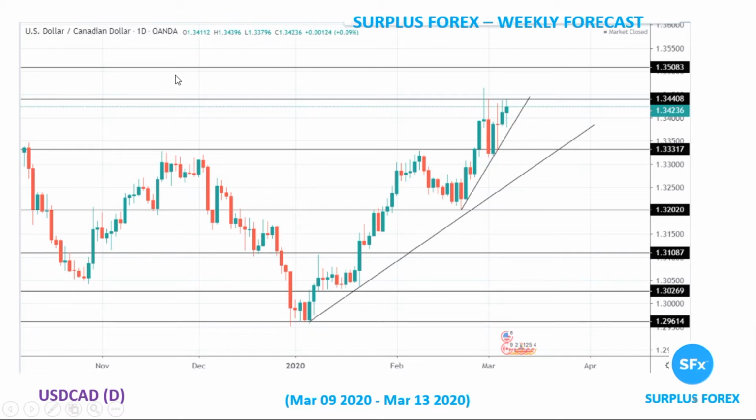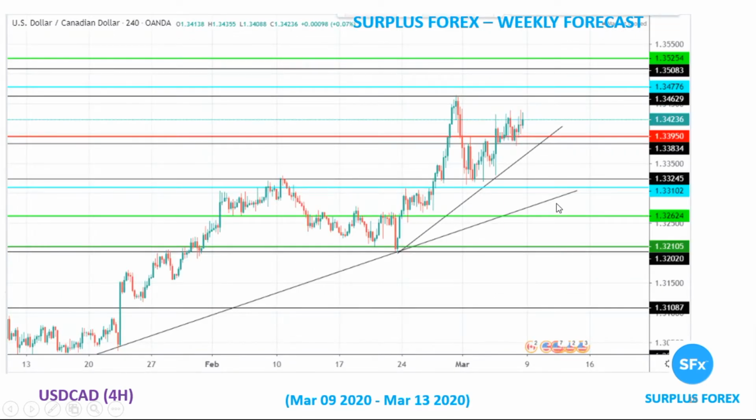Next one is USD Canadian dollar, on a daily time frame. USD dollar versus Canadian dollar on a daily time frame. You see that it's been trading within this range of 133.31 and 134.40. So it traded between this range, and I'm expecting it to go north, most of it. So let's see on 4 hour how I'm representing it.